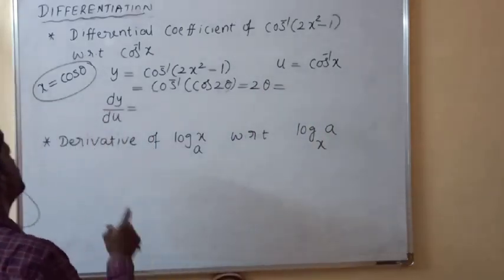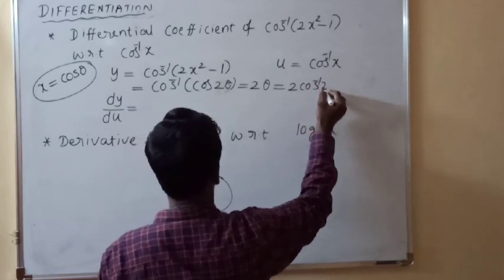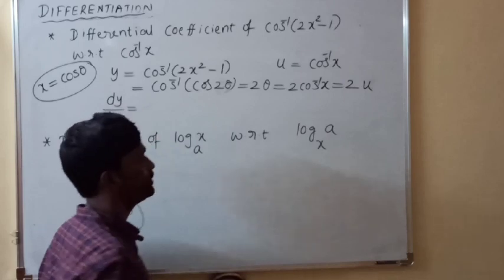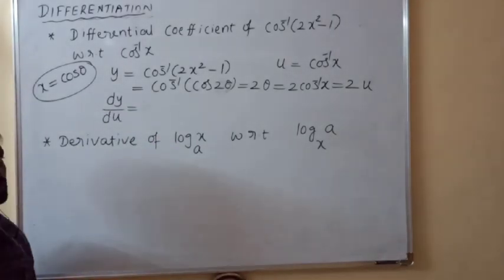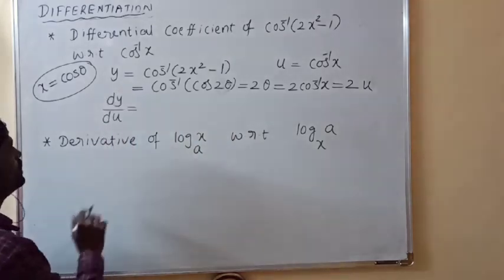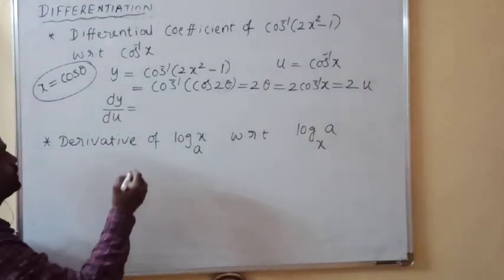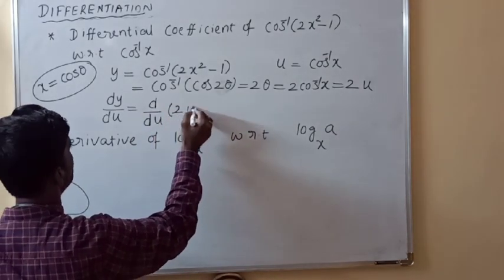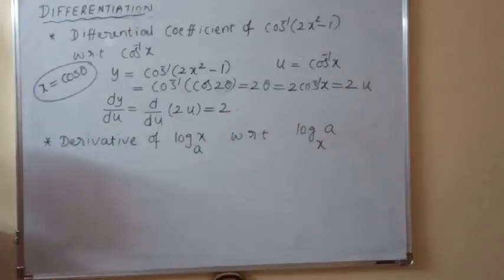So 2 into what is the theta value? Cos inverse x. So 2 into cos inverse x is u only, no? That means we got a direct relation: y is equal to 2u. Then the derivative of y with respect to u is the same as the derivative of 2u with respect to u, which is equal to 2.